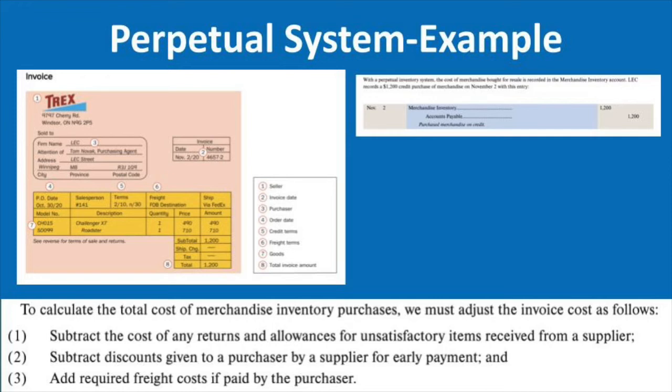To calculate the total cost of merchandise inventory purchases, we must adjust the invoice cost as follows. So let's assume we've got this invoice and we think about, oh, one of them was no good, we need to return it. Or maybe there was some sort of a discount offered for early payment. So we think about returns, we think about discounts, and we think about freight costs. Freight costs would add to the value of the merchandise inventory. You know, if it costs us $100 to ship that in, we'd add that to the cost of the inventory.